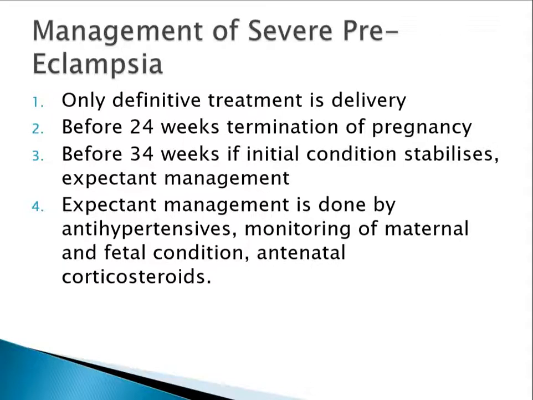By giving antihypertensives, monitoring of maternal condition and fetal condition, and then by 34 weeks giving antenatal corticosteroids for lung maturity, deliver the patient as early as possible. At least by 34 weeks, immediately after 34 weeks, you deliver the patient. That is the expectant management.